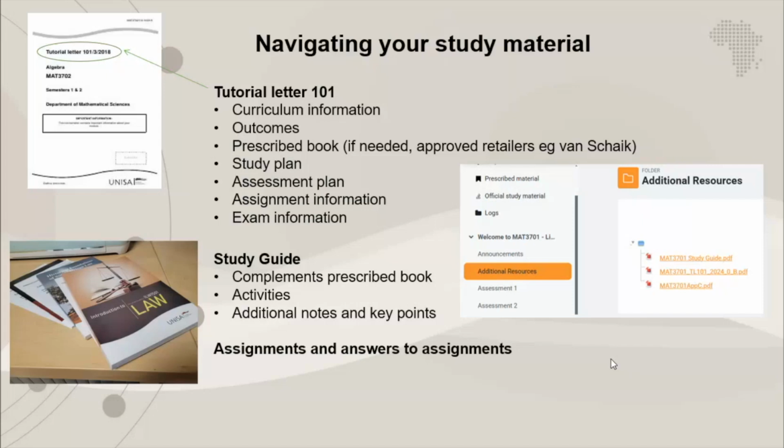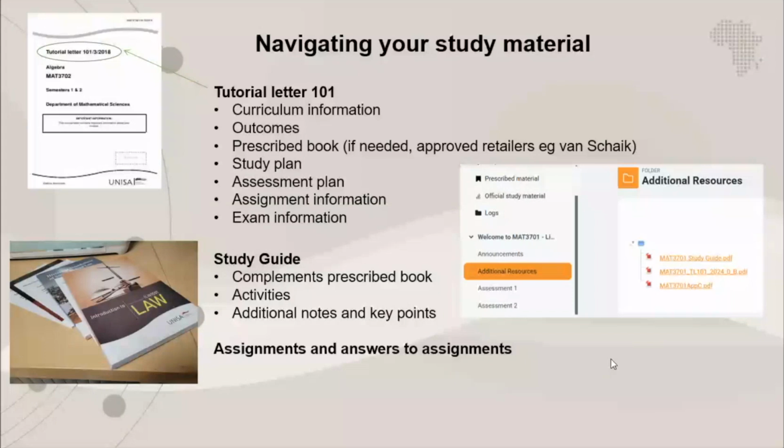The prescribed textbook if you need one. Please note that Unisa does not provide you with the prescribed textbook, and you'll need to purchase it yourself through approved retailers, for example, Van Schaick bookstores. The tutorial letter will also contain your study plan, your assessment plan, assignment information, and the exam information.